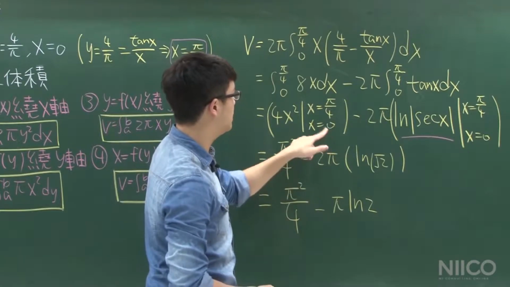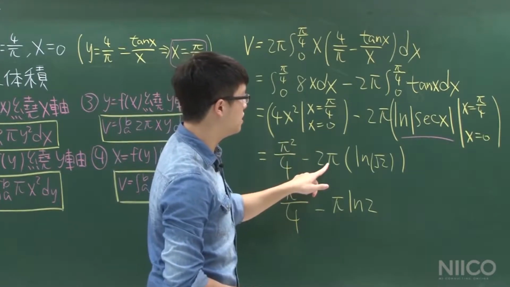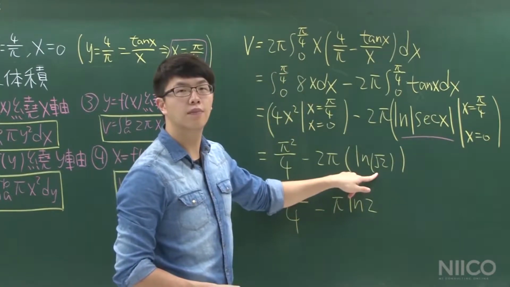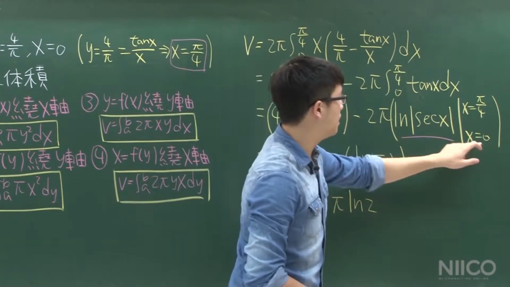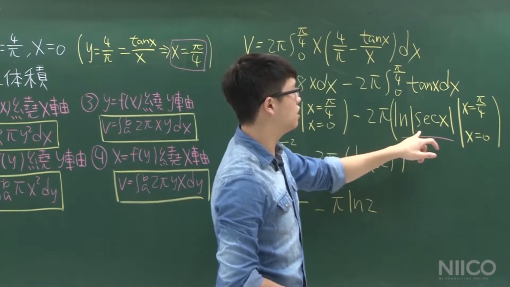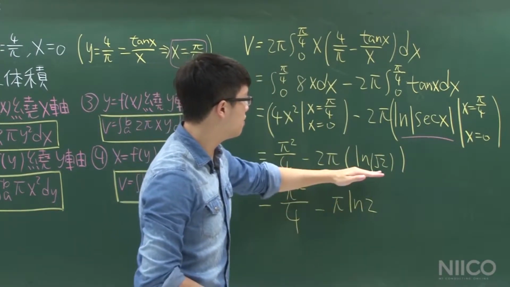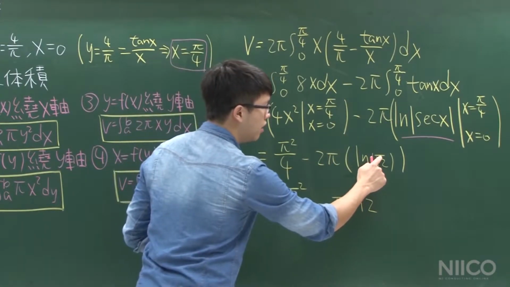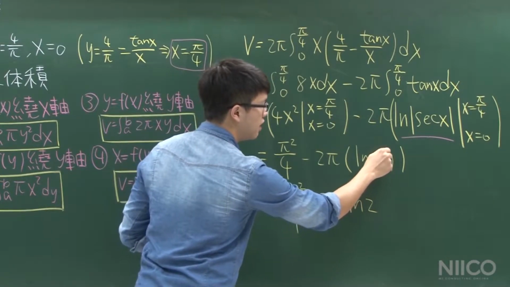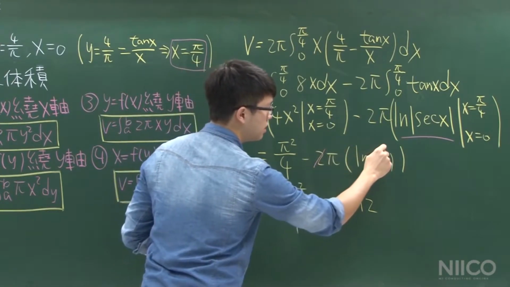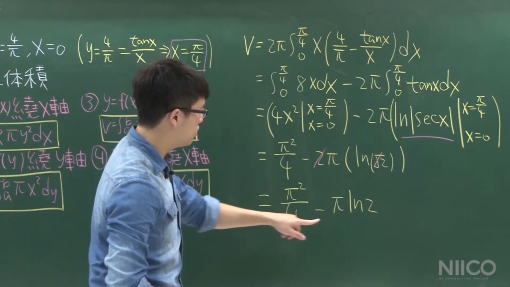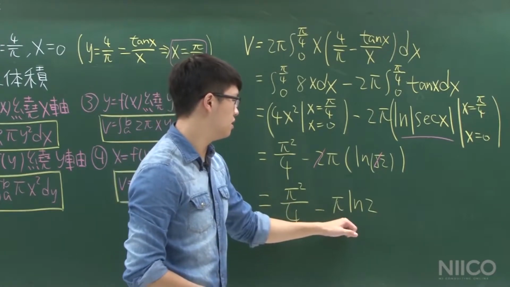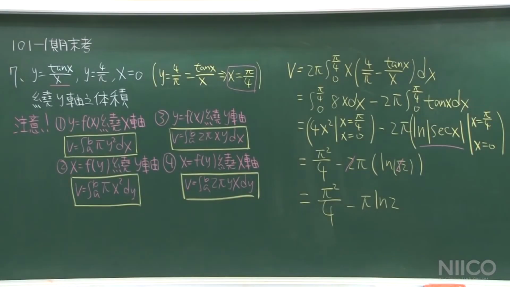So the first integral can be evaluated to 4 times x squared, and this would be just pi squared divided by 4. And for the second term, we have 2 pi times the natural log of the absolute value of secant x, with x from 0 to pi over 4. When x equals 0, secant x is 1, so the log is 0. And when x equals pi over 4, the natural log of secant x will be just the natural log of square root of 2. Now we can take this 2 in 2 pi into the natural log, so it becomes the natural log of 2. So the final answer is pi squared divided by 4 minus pi times the natural log of 2.